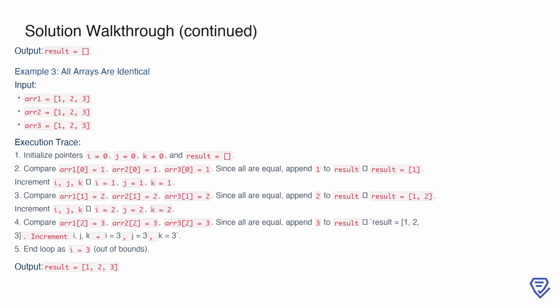Next, we compare the elements at the new positions. arr1[1] equals 2, arr2[1] equals 2, and arr3[1] equals 2. Again, all values are equal, so we append 2 to the result and increment the pointers. Similarly, we compare arr1[2] equals 3, arr2[2] equals 3, and arr3[2] equals 3, append 3 to the result, and increment the pointers once more. At this point, all three pointers are out of bounds, so we terminate the loop. The final result contains all elements from the arrays: [1, 2, 3].